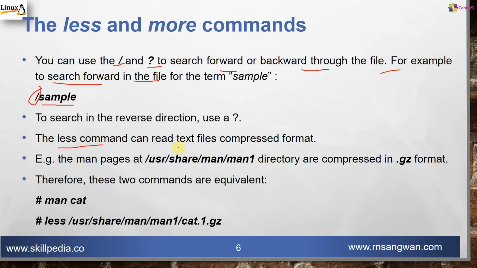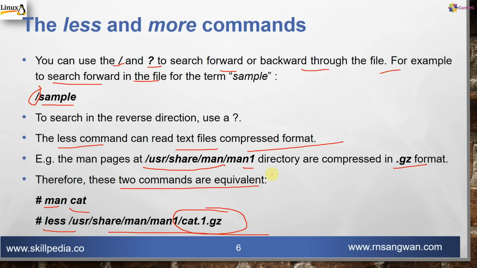The less command can also read files that are compressed, as I just explained. In the /usr/share/man/man1 directory there are a lot of files, and we use, like, cat.1.gz. You could use less followed by the complete file name, or man cat. Virtually these two commands are equivalent.